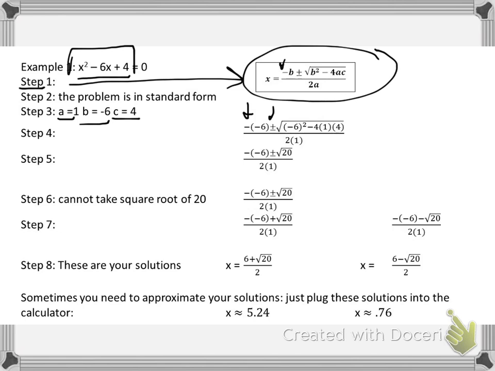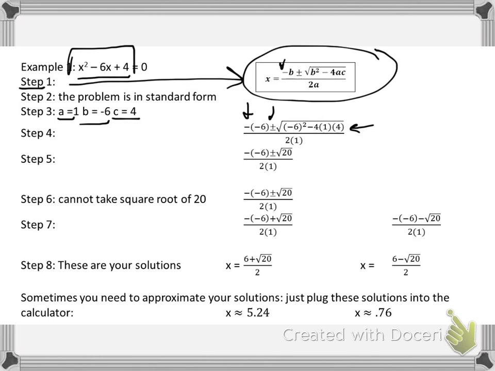Plus or minus. Next thing I'm going to draw is my radical. Okay? All right, here's my discriminant. B squared minus 4ac, so negative 6 inside parentheses for b squared, 1 for a, 4 for c. All over 2 times a, and a is 1. So that's step 4, plugging everything in.